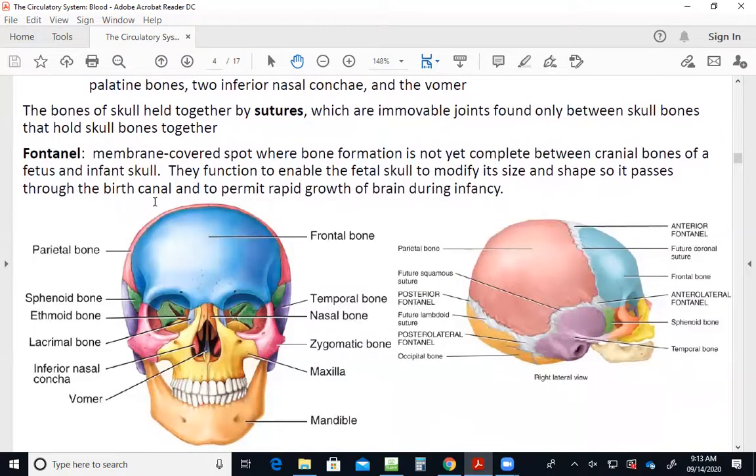Over on the right is an illustration of a fetal skull, baby skull, to illustrate fontanelles, which are membrane-covered spots where bone formation is not yet complete between the cranial bones of a fetus and infant skull. Their function is to enable the fetal skull to modify its size and shape so it passes through the birth canal and to permit rapid growth of the brain during infancy. It doesn't take very long before those go away, but a fetal skull is very, very pliable for that reason, which is why sometimes babies are born with misshapen heads.